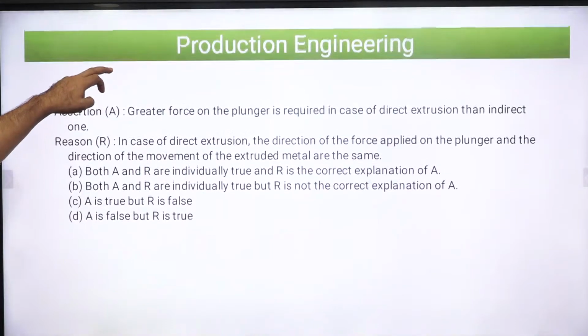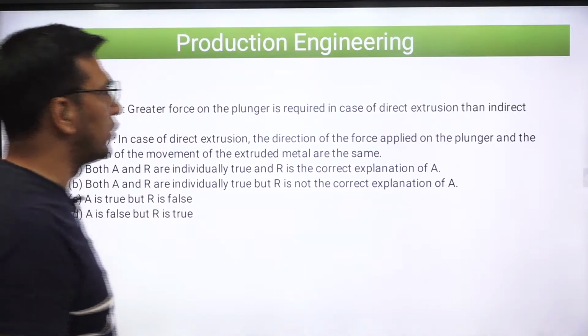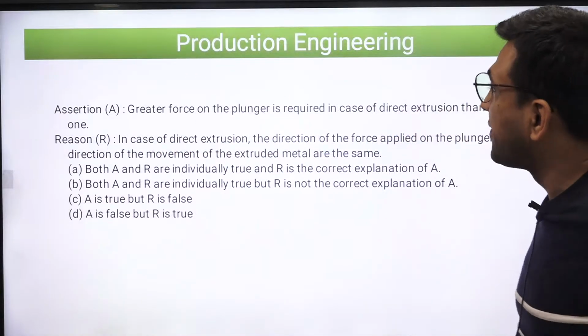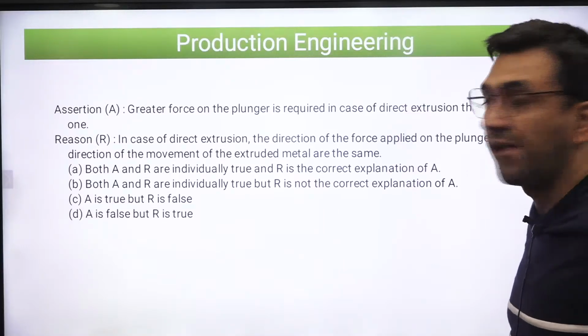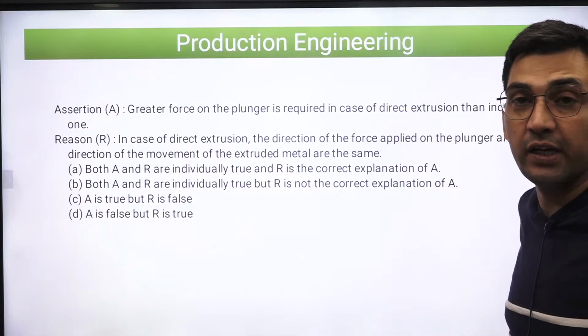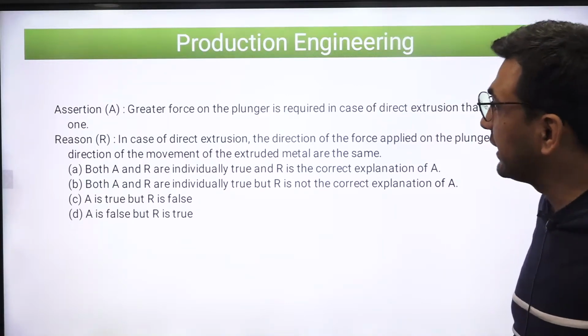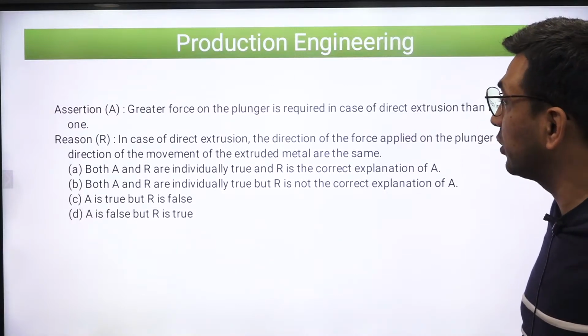Just have a look. It says greater force on the plunger is required in case of direct extrusion than indirect extrusion. So I hope you have the idea of direct extrusion and indirect extrusion. What is the reason given for this? In case of direct extrusion, the direction of the force applied on the plunger and the direction of the movement of the extruded metal are the same.